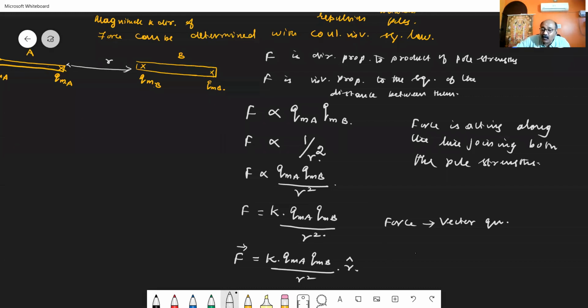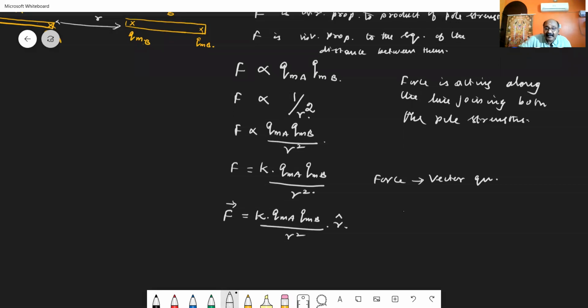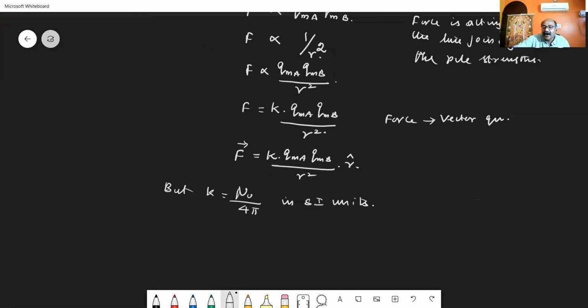Then what is the next one? What will be the value of K? What we have stated, K is a proportionality constant. The value of K is considered to be mu0 divided by 4 pi in SI units. What is meant by this value mu0? Mu0 is also a constant, and that constant we call the permeability of free space or air medium.